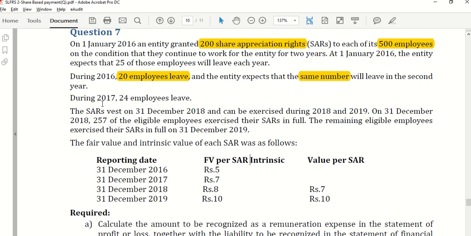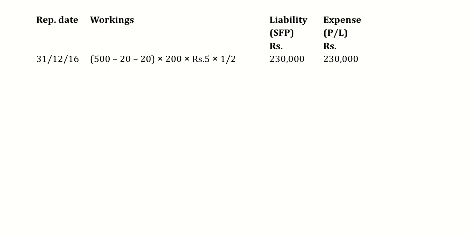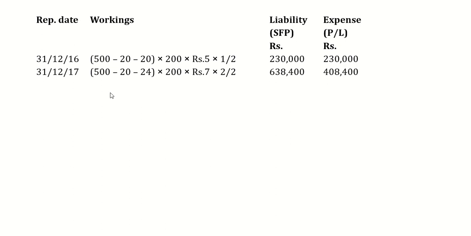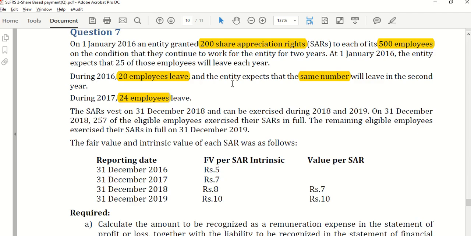What happened in the second year? In the first year 20 employees left. In the second year exactly 24 employees left. So anyway, these 44 employees are not eligible to get the share appreciation rights, isn't it? First year 20 left, second year 24 left. Each gets 400 share appreciation rights.